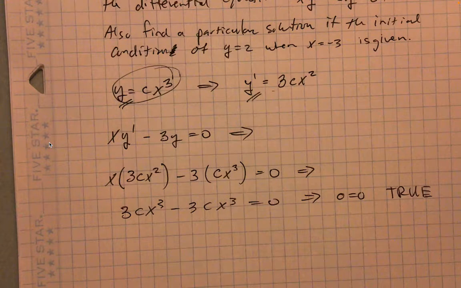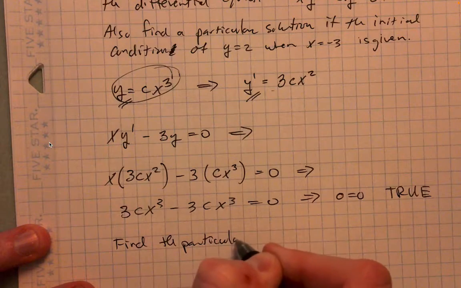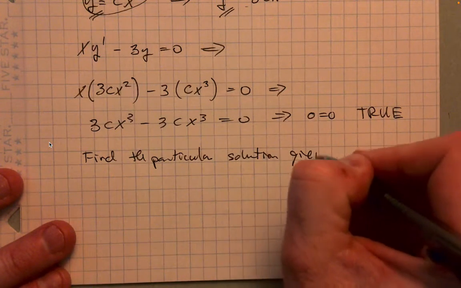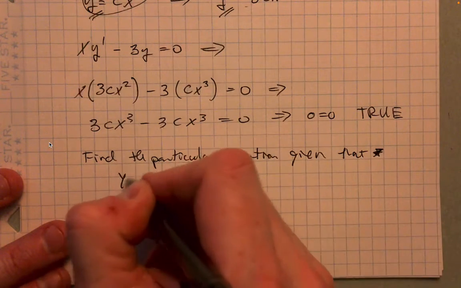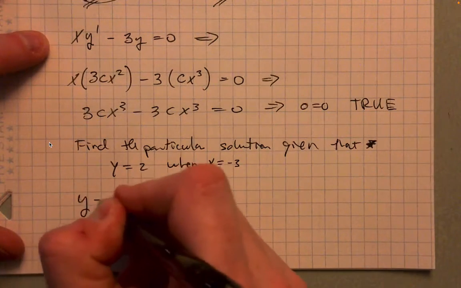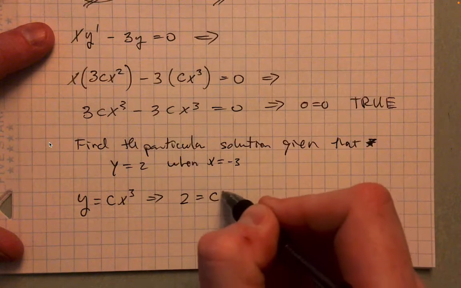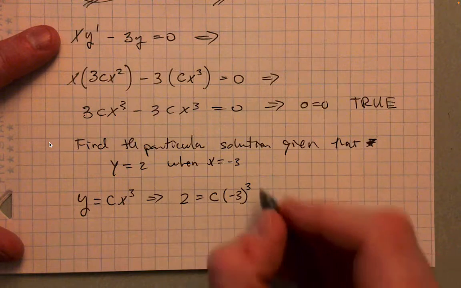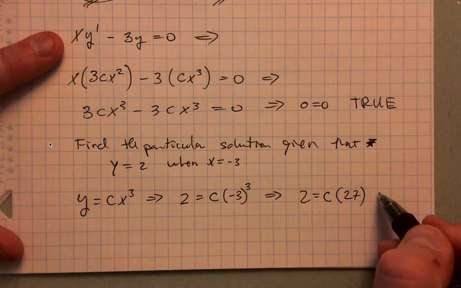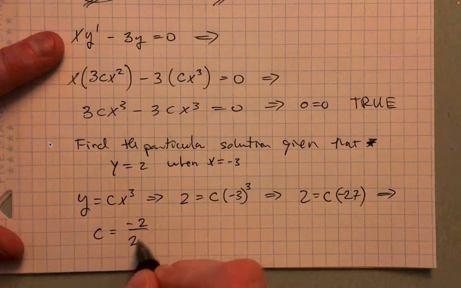Now, can we find a particular solution? Okay, now find the particular solution. Okay, so given that y equals 2 when x equals negative 3. Okay. So we'll start with y equals cx cubed. Then we just plug in those values, right? So that means 2 equals c times negative 3 cubed. And so that means 2 equals c times 27. And therefore, oh, sorry, that's a negative 27, right? And then that means c would therefore be negative 2 over 27. Okay.